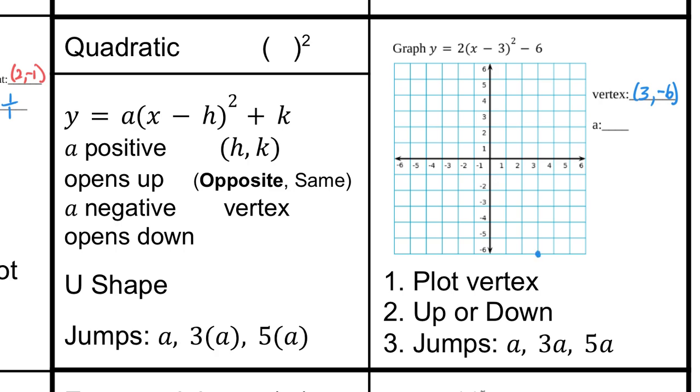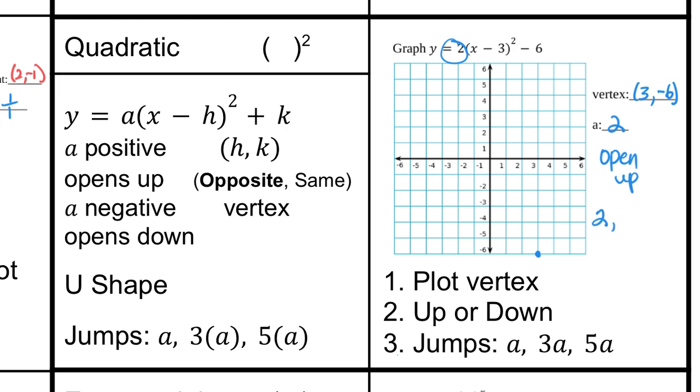And then we have to decide if it opens up or down, which again we do with our A value. Our A value is a +2, so that means we open up. And we have to look at jumps. It does not have a constant rate of change, so we are looking at our first jump is going to be the A value, or 2.